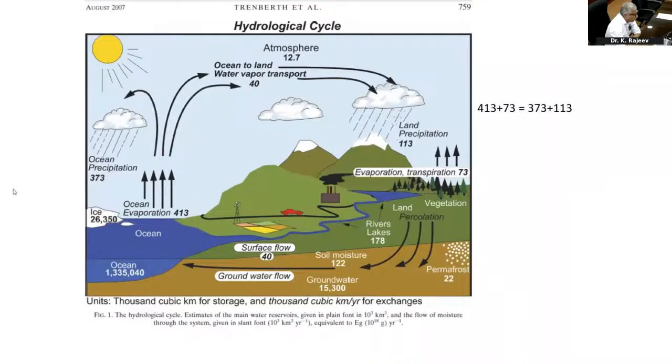And the most important thing is the atmosphere contains just 12.7, and the unit is again the same, 1000 cubic kilometers. So you see how little is the amount of water in the atmosphere. But that 12.7 is the main controller for the whole of meteorology and exchanges.